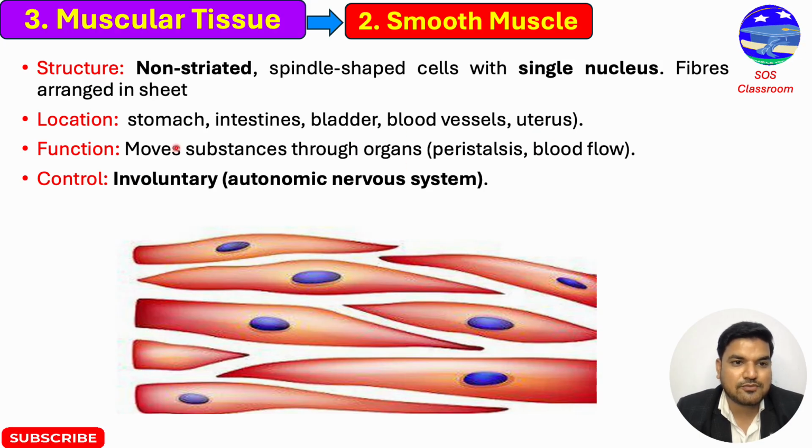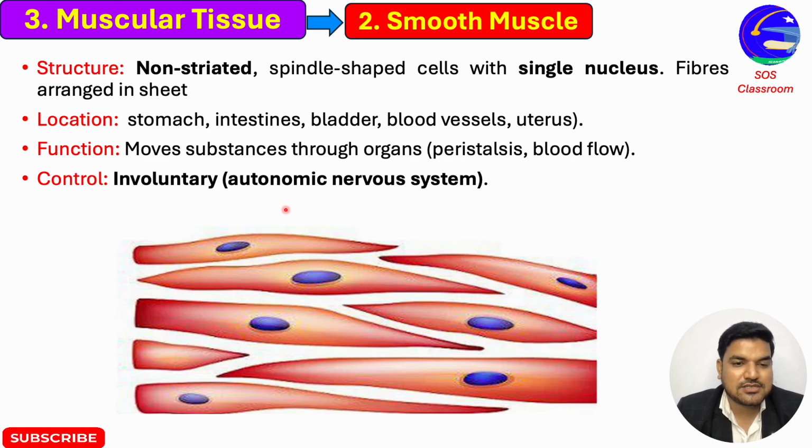What is the function of smooth muscles? They move substances through organs, like peristalsis. Peristaltic movement is present in the GI system or the intestines. Peristaltic movement is helpful for the propulsion of food particles from one place to another.